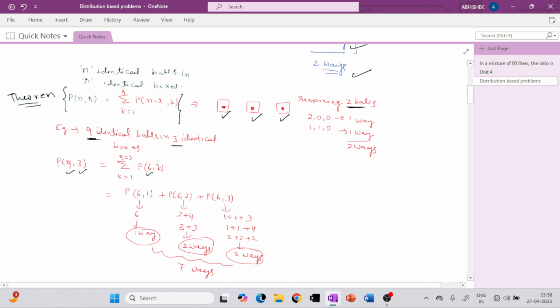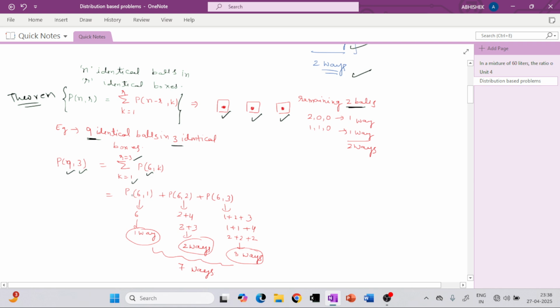So now the remaining 6 balls will be distributed in the boxes. In how many ways? P(6,1), P(6,2) and P(6,3) ways, where 1 is the value of k; we will start the value of k from 1 till 3, which is equal to the number of boxes. Okay, P(6,1), P(6,2), P(6,3).